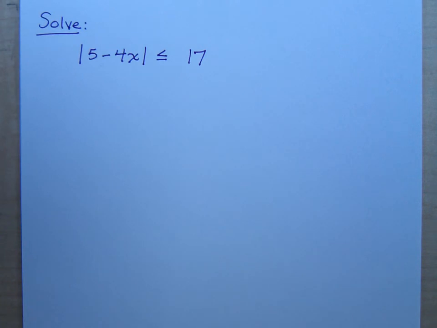I can't move the 5 to the 17 yet because it's still inside the absolute value. Huh? You take away, you make it the absolute value. I'm not sure I understand you. What do you mean you make it? I don't think I understand myself either.